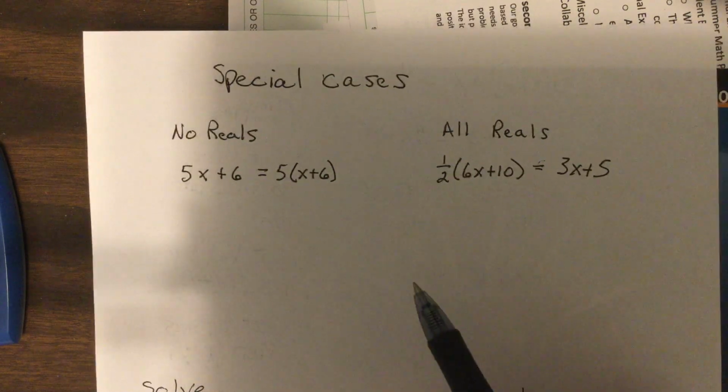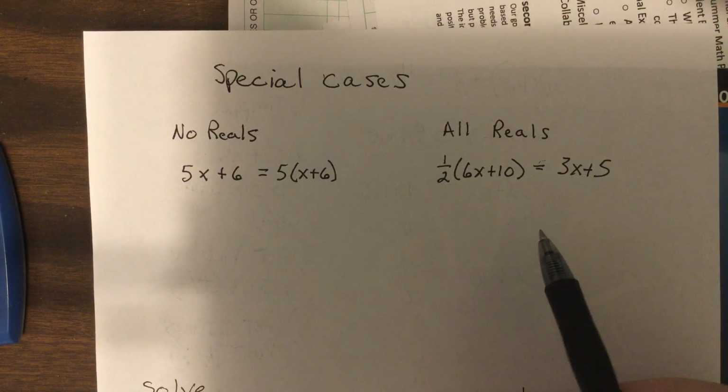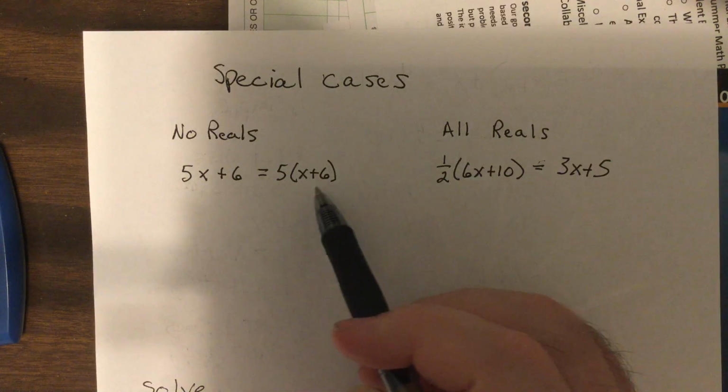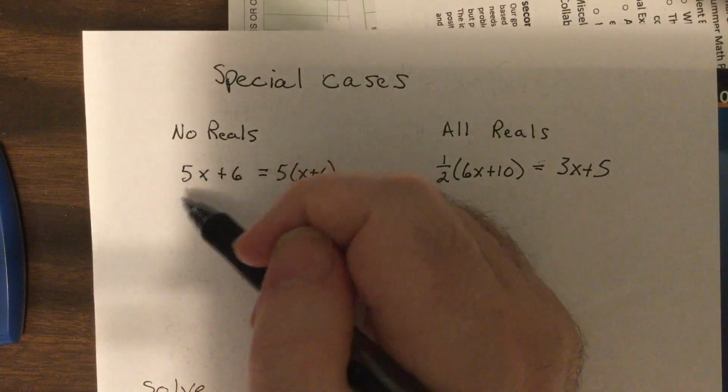So there's two special cases whenever you have variables on both sides. The first one is no reals, when nothing will work for that problem. So let's see what I mean.